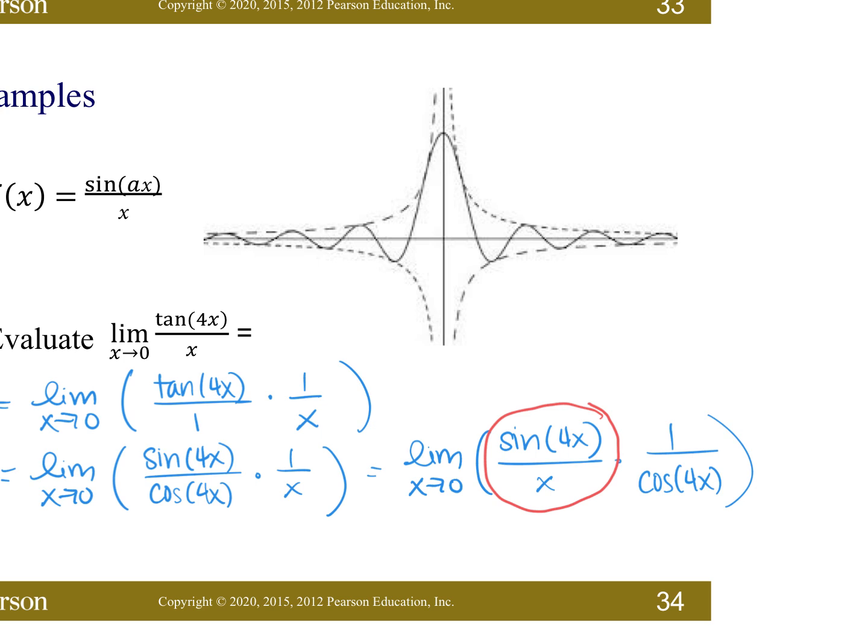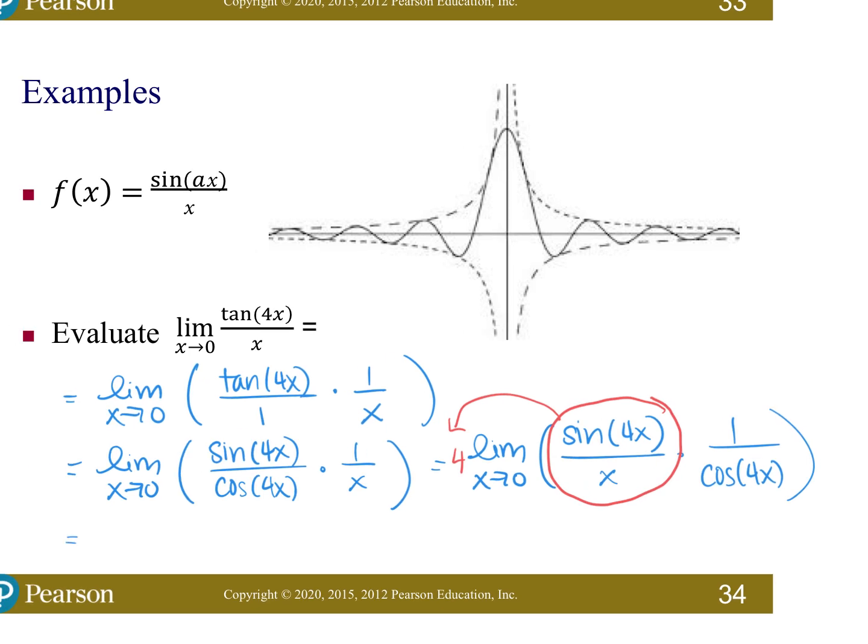4. Okay, and then what can I do with the number 4? I can pull it to the front because it's now a constant. That's one of the properties of limits, that you can pull the number 4 out to the front. So now this becomes 4 in front of the limit of 1 over cosine of 4x. Now what do I do? There is no property for cosine. There's only a property for sine.